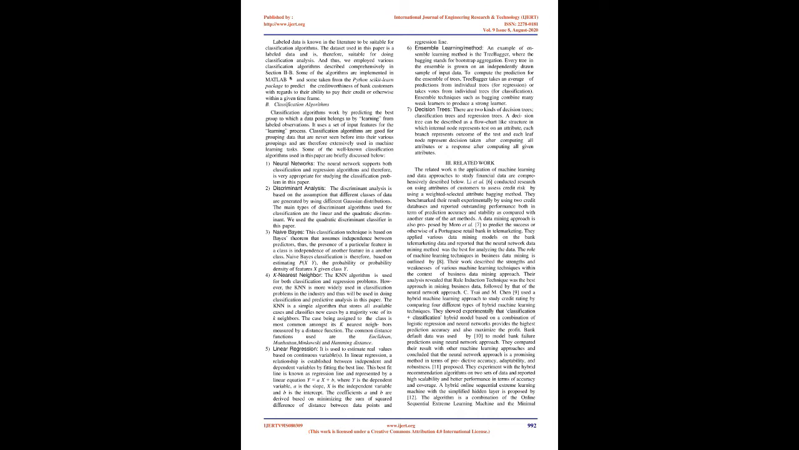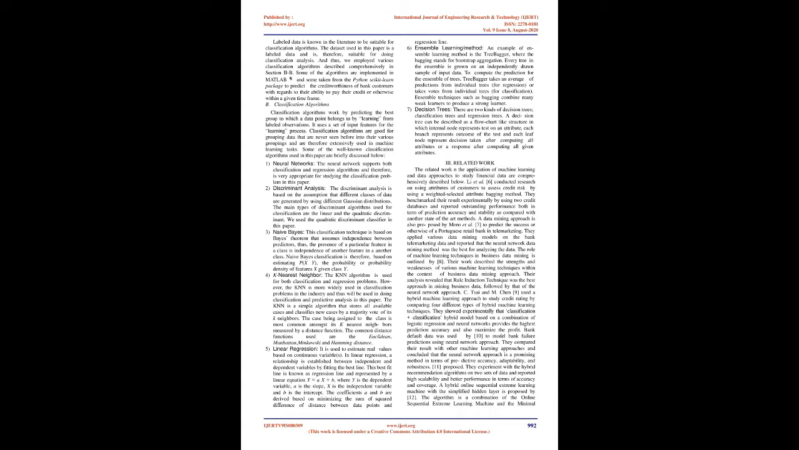The KNN is a simple algorithm that stores all available cases and classifies new cases by a majority vote of its k-neighbors. The case being assigned to the class is most common amongst its k-nearest neighbors measured by a distance function. The common distance functions used are the Euclidean, Manhattan, Minkowski and Hamming distance.